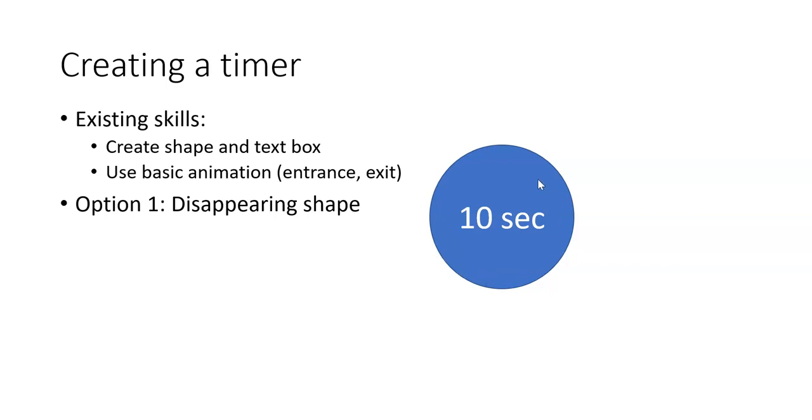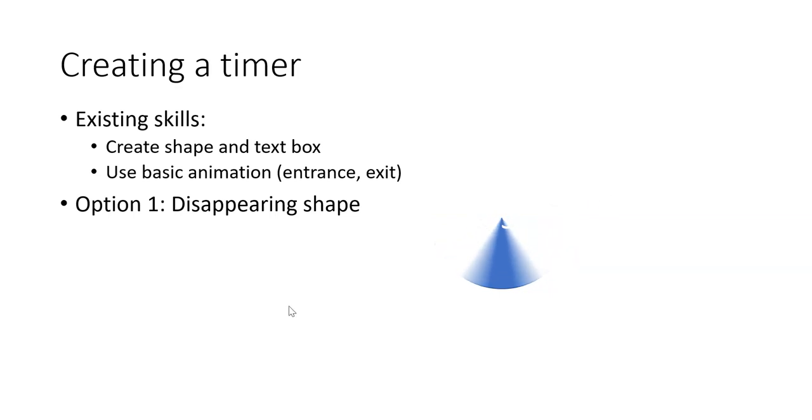So you can see here that I have created a basic shape and written 10 seconds here, which is the duration of my countdown. So when I click on the mouse, it's going to disappear exactly over 10 seconds. And this is probably one of the simpler ways of creating a timer.